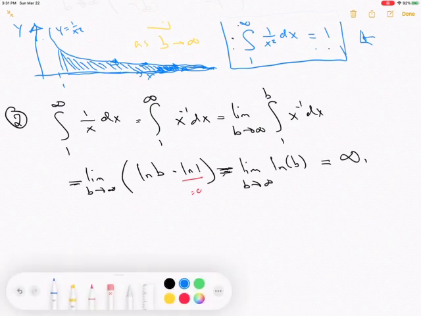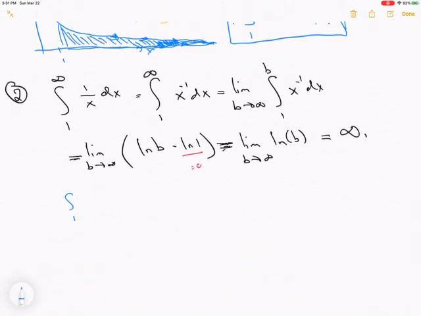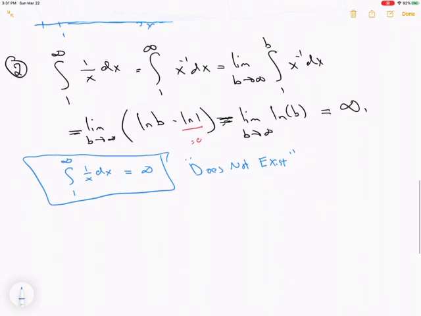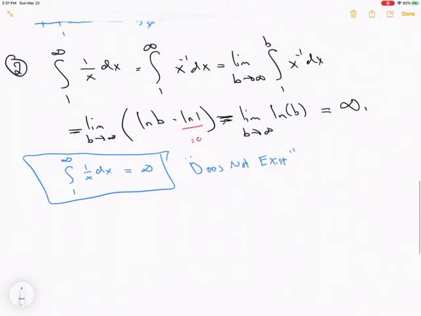So to summarize, I'll just rewrite the statement. The integral of 1 over x dx is equal to infinity. So we could also say it does not exist. The integral doesn't actually equal anything. It's just the area under the graph.